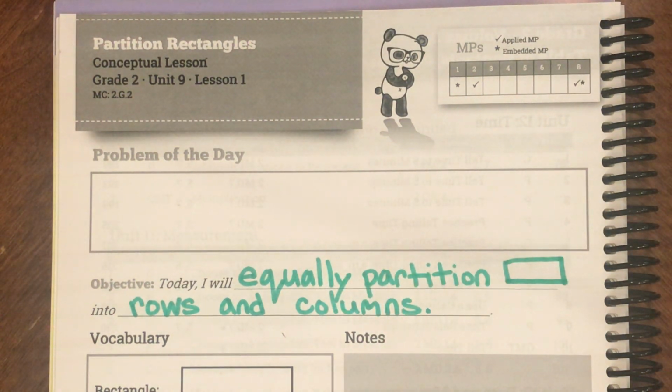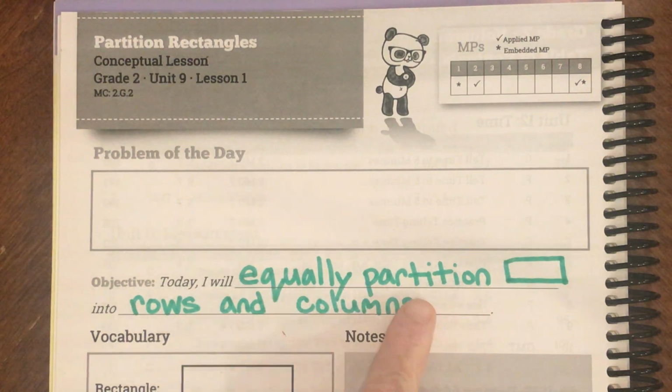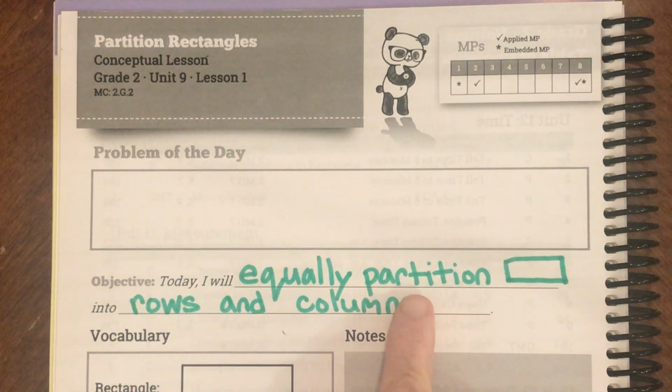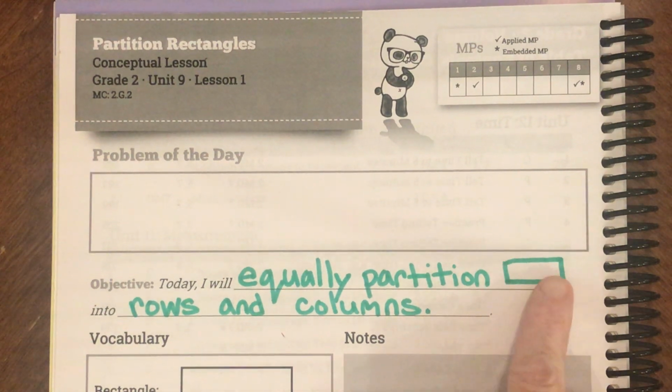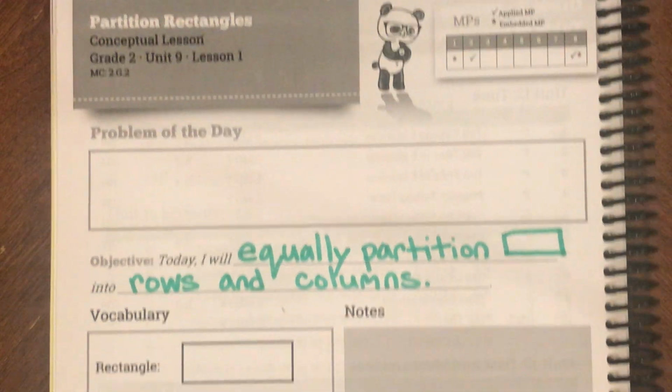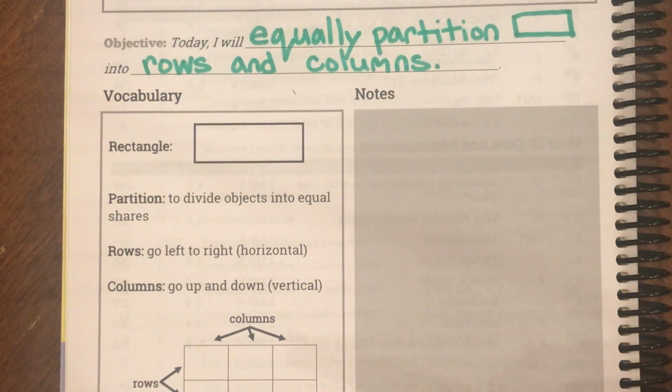Okay, friends, so let's look at what that means. Equally partition. Equally means to make them the same size. Partition means to cut. So we're going to be cutting rectangles into parts that are the same size, and we're going to use rows and columns. We'll talk about these words in our vocabulary also. Our first word is rectangle, and they give us a picture of what a rectangle looks like. A rectangle is something we call a quadrilateral because it has 4 sides.